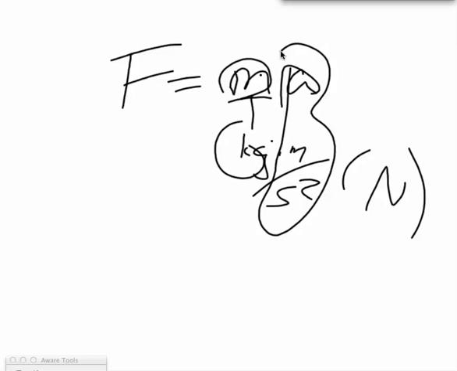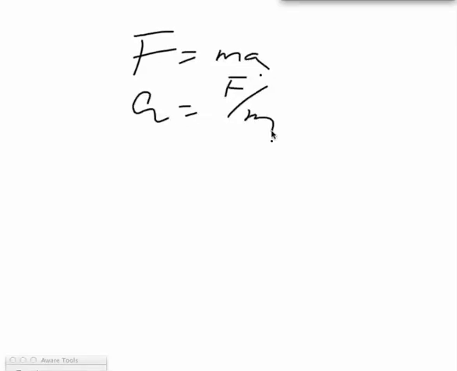Right? Okay. So, let's take a quick look at this. If we find that F equals ma, or you could say that A equals F over m, or you could say that m equals what? F over A? Right?